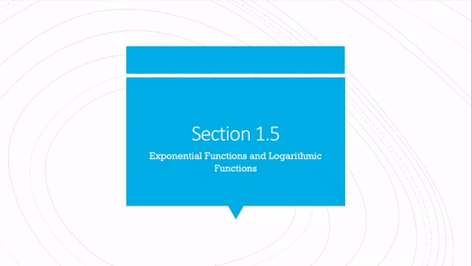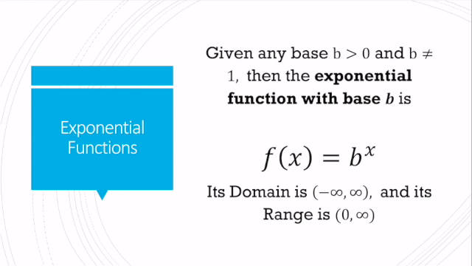So our last section of chapter 1 is about exponential functions and logarithmic functions. When I'm given a function with any base b greater than 0, as long as b doesn't equal 1, because 1 to any power is just 1, so that'd be really boring, then its domain is going to go from negative infinity to positive infinity, and its range, its possible y values, is going to go from 0 to infinity.